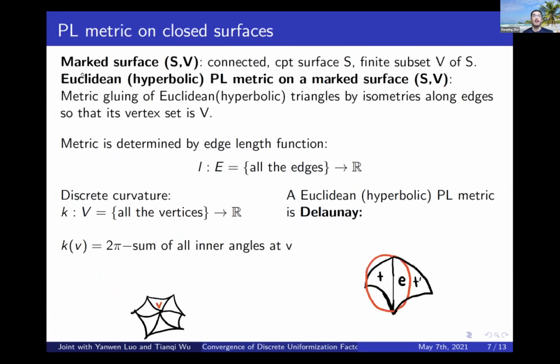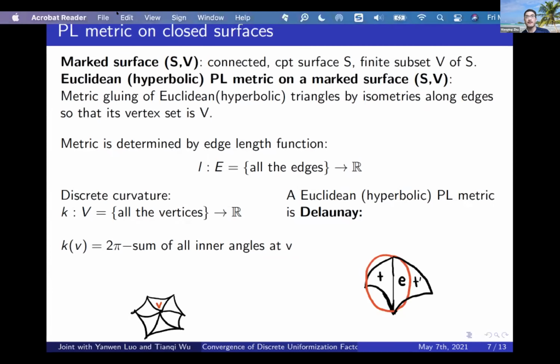We also have marked surfaces, where S is a compact connected surface and V is a finite subset of S. A PL metric, Euclidean or hyperbolic, on a marked surface is a metric gluing of Euclidean or hyperbolic triangles by isometries along the edges, so that its vertex set is V. You can see that this metric is determined by the edge length function.